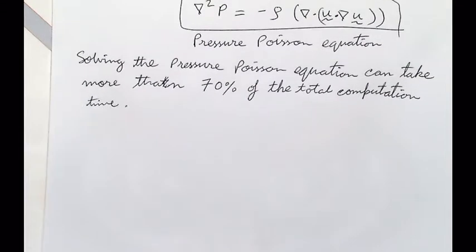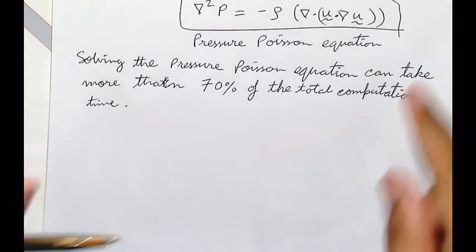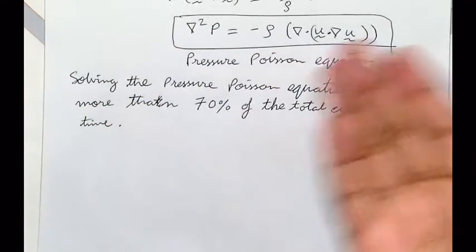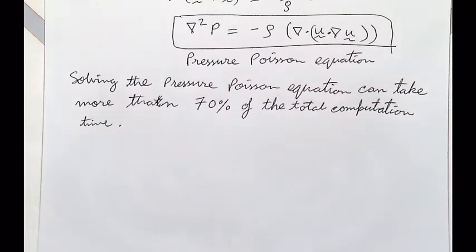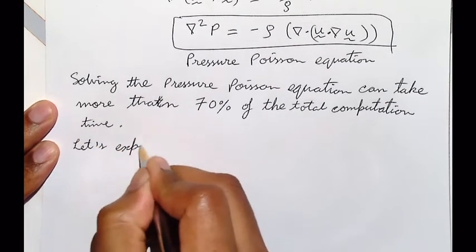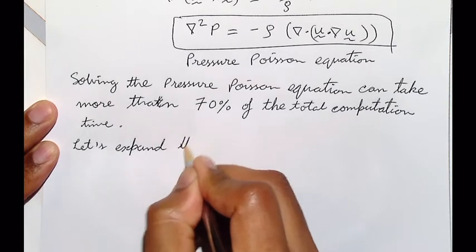Okay, so let me just write out what this might look like. This still looks a bit mysterious, right? There's a lot of nablas and nabla u. Let's just expand this whole thing in 2D just to see what it looks like. So let's expand the pressure Poisson equation.